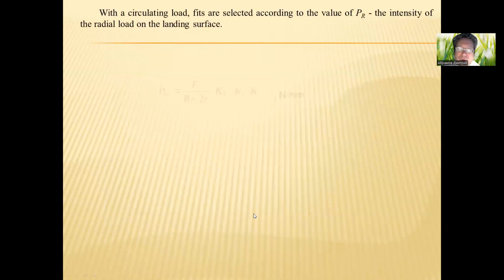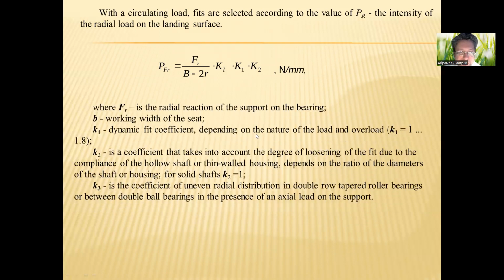With a circulating load, fits are selected according to the value of PR, the intensity of the radial load on the landing surface. In this formula, F suffix R is the radial reaction of the support on the bearing. B, working width of the set. K1, K2, and K3 are the coefficients.